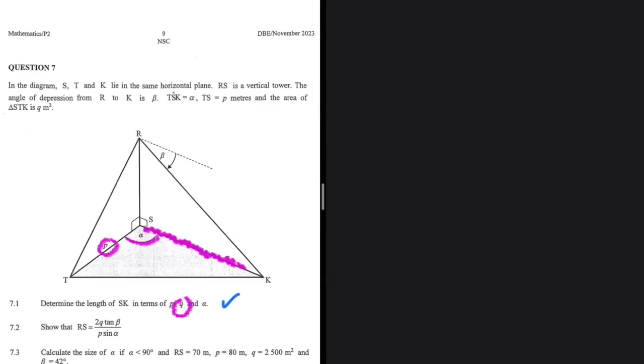So we are told that in the diagram, S, T and K lie in the same horizontal plane. RS is a vertical tower. The angle of depression from R to K is beta. Angle TSK is equal to alpha. TS is equal to P meters. And the area of triangle STK is Q meters squared. Okay, so we have the area of triangle STK, which is equal to Q. So somehow we have to use the area, because how else can you get Q if you're not using the area? Okay, so let's see if we can use the area of triangle STK to find SK in terms of P, Q, and alpha.